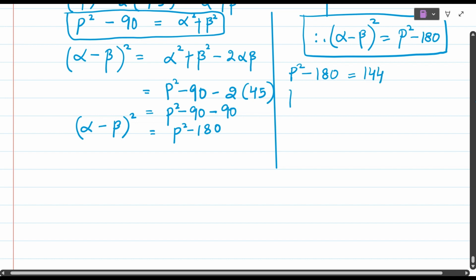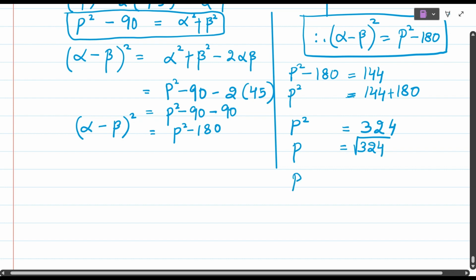Clear? So now solve for p, students, that is equal to 144 minus 180, after transposing becomes plus 180. So now add, students, p square will be equal to 0 plus 4 is 4, 8 plus 4 is 12, and 1 plus 1 plus 1 is 3. So p square is equal to 324 and p is equal to square root of 324.